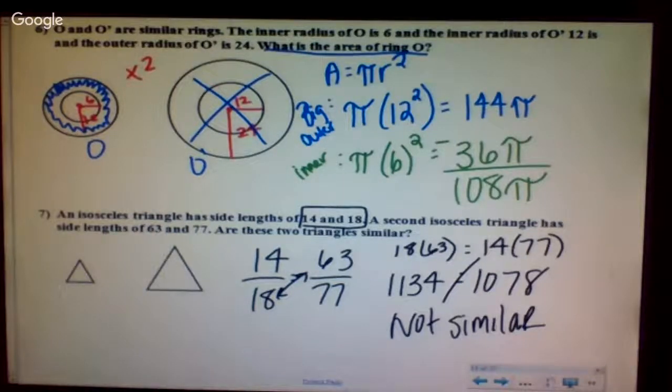Please, on your test, don't just write not similar. I need you to actually do the math that shows it. Nice try. Before you put it, you need to prove that they are not similar.